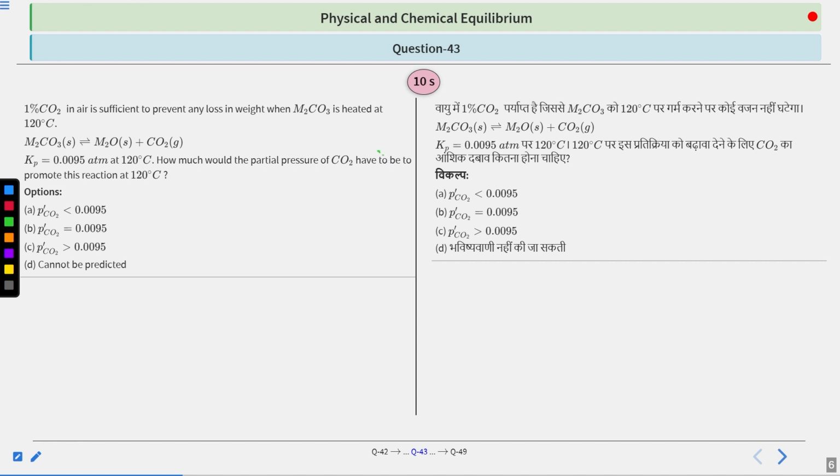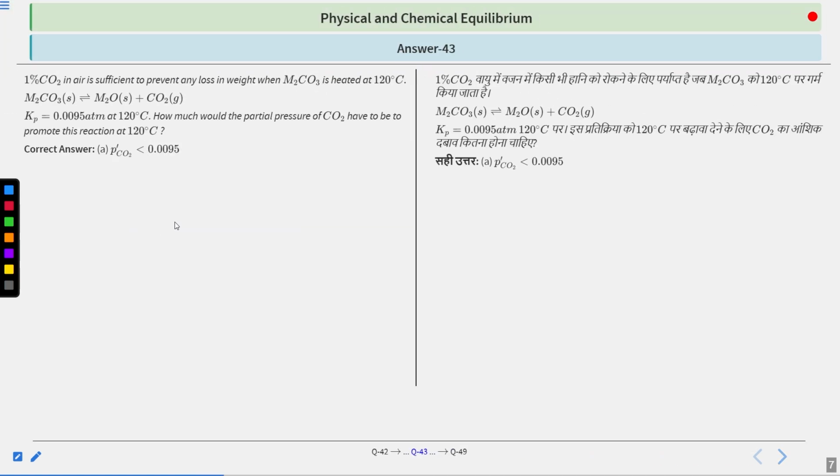Your options are A, P dash CO2 less than 0.0095, B, P dash CO2 is equal to 0.0095, C, P dash CO2 is greater than 0.0095, D, cannot be predicted. So your time to solve this question starts now. So your time is up.